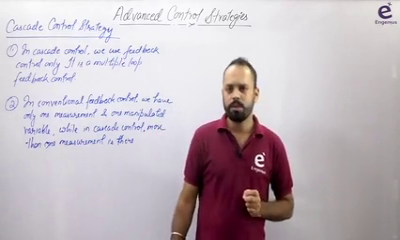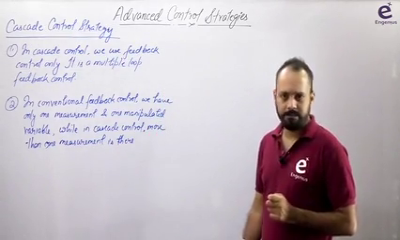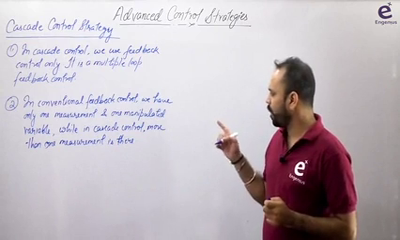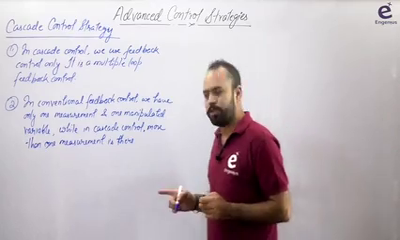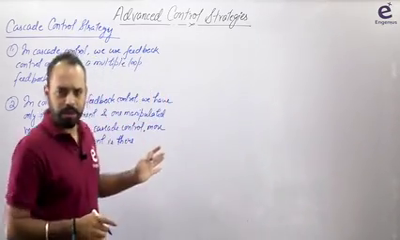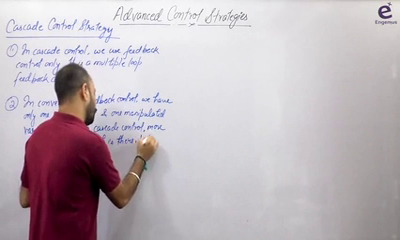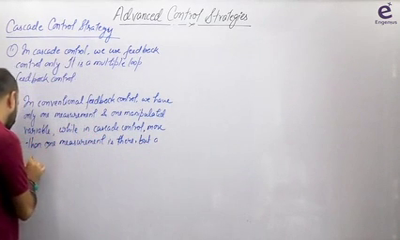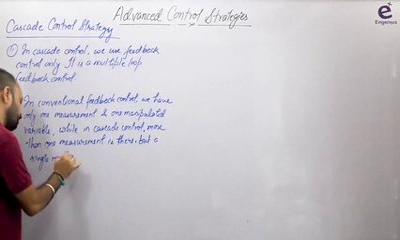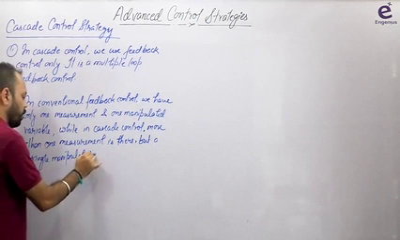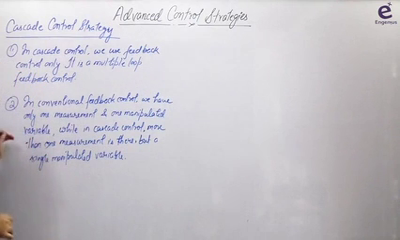So the doubt arises, sir, what about the manipulated variable? And what about the controlled variable? In conventional feedback we have only one measurement and one manipulated variable, while in cascade control more than one measurement is there, while the manipulated variable is only one, a single manipulated variable. I'll take an example, don't worry. That is one more characteristic.